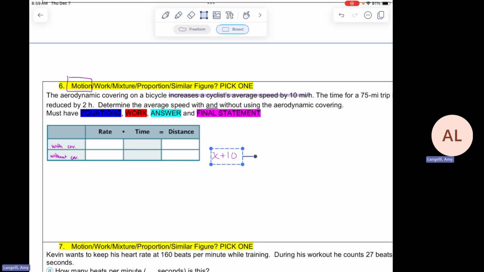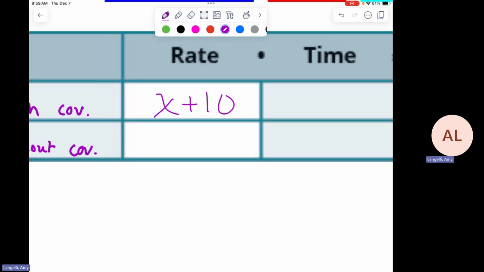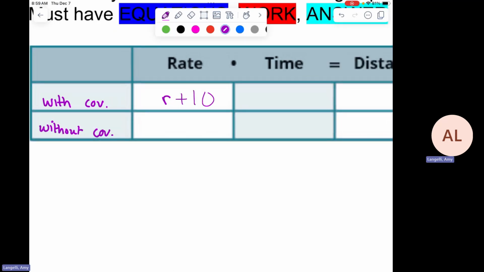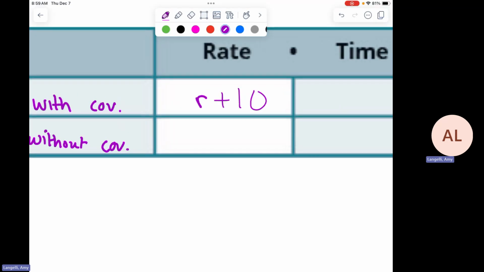So my only very mild complaint is I would like to use R, because to me that indicates it is a rate. I don't mind if you use X. Okay, that actually tells us something else. Keep going.